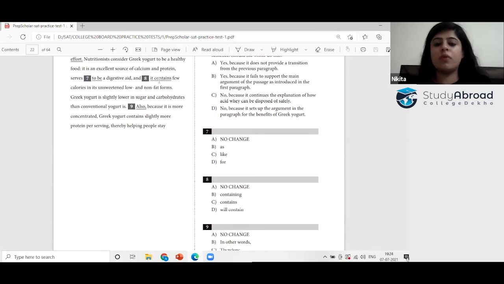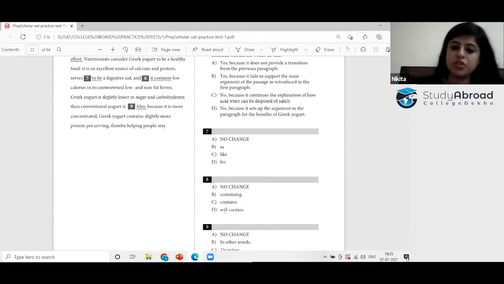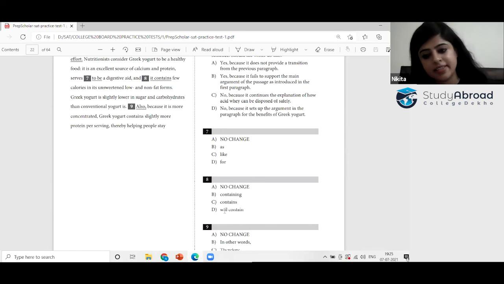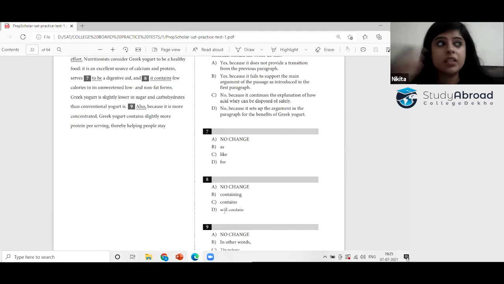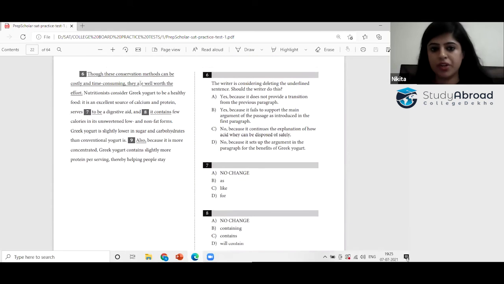Alright. Now this option is a tense question. It contains, containing, contains, or will contain. Will contain, we go with the elimination process, we'll find the reasons why we should eliminate the options. Now will is in relation to the future. Will contain, definitely not associated. Containing, continuation. We're not talking in the continuous tense.